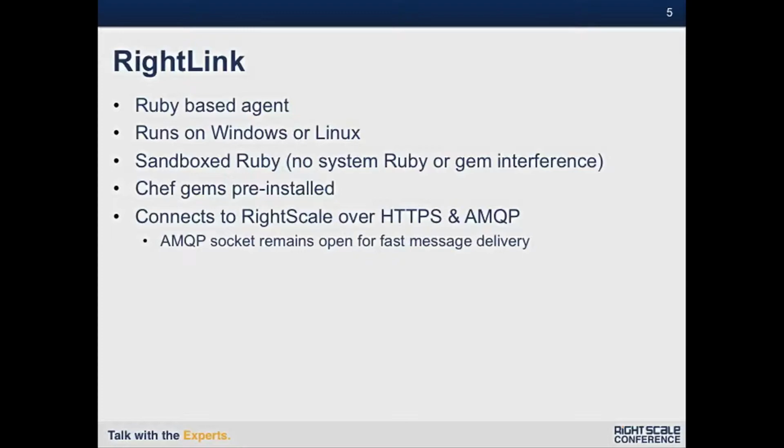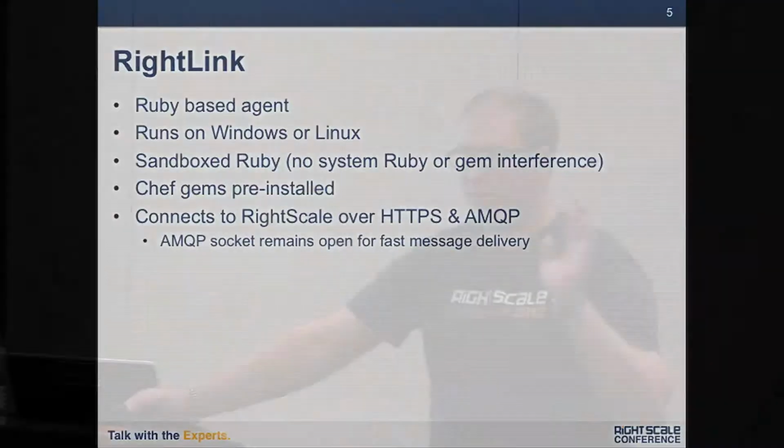So if you're running a Ruby on Rails server, for instance, you can install whatever version of Ruby you need, whatever set of gems you need, and it's not going to interfere with our ability to run that agent and do the automation that we do.